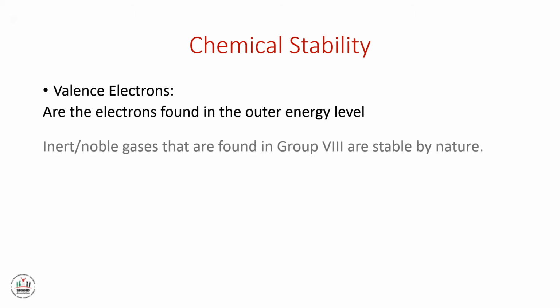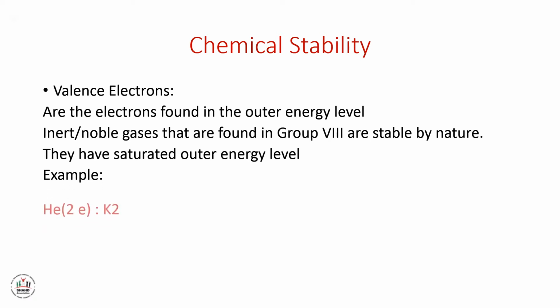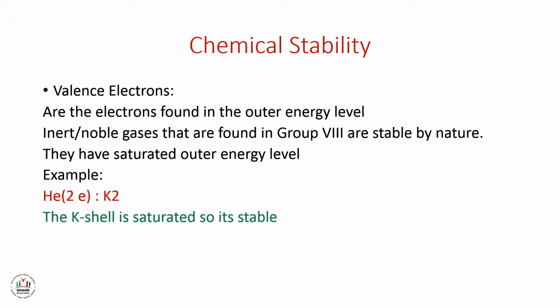All the inert gases or the noble gases that are found in group 8 are stable by nature. That's because they have a saturated outer energy level or a saturated shell. For example, take helium, which has an electron configuration of K2. As you see in this electron configuration, the K shell has the maximum amount, which is 2 electrons. So we say that the K shell is saturated and the helium atom is stable.